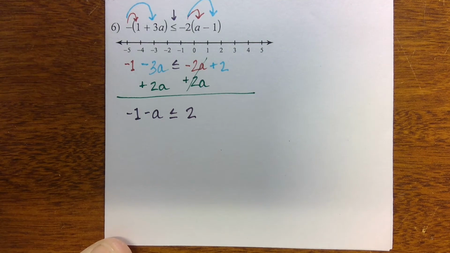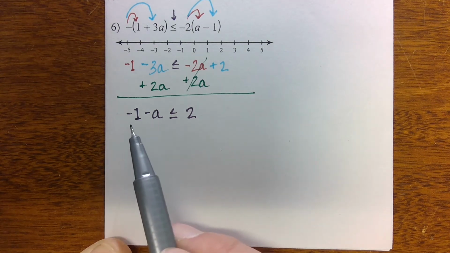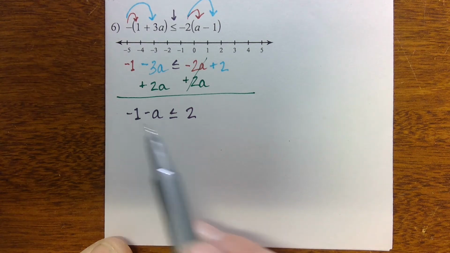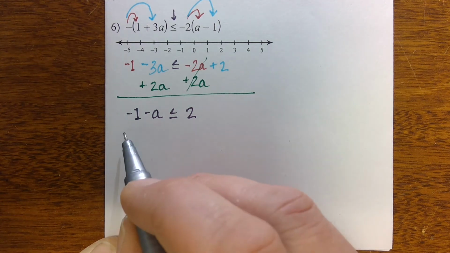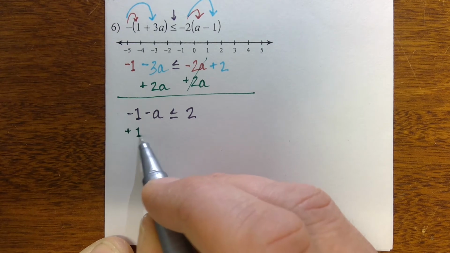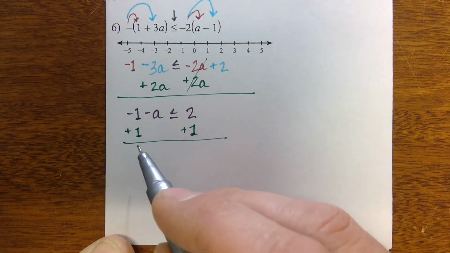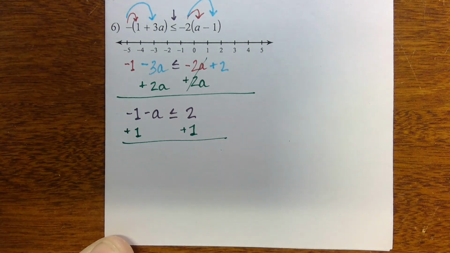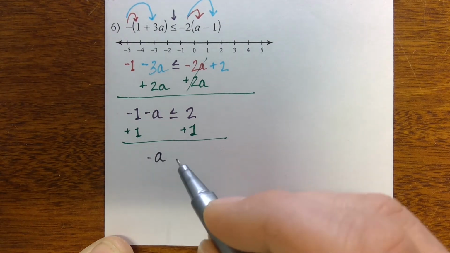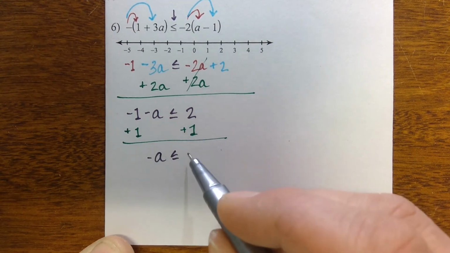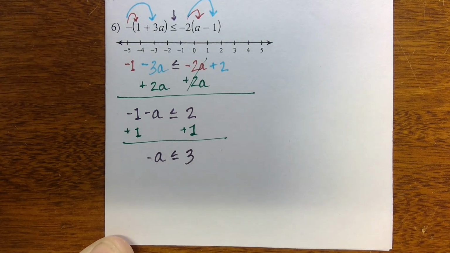Next step, I've got to get rid of this negative 1. That's a constant, so that constant goes to the constant side. To undo negative 1, I add the additive inverse, positive 1. Negative 1 plus 1 is 0. And 2 plus 1 is 3. I'm almost finished. We've got negative a is less than or equal to 3.